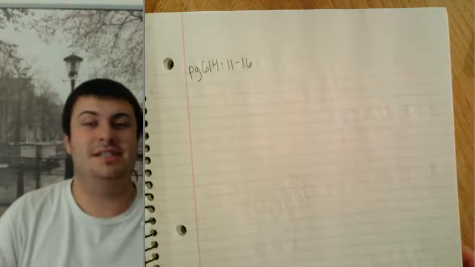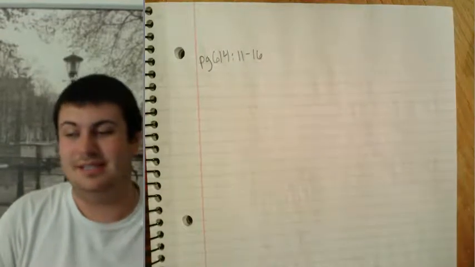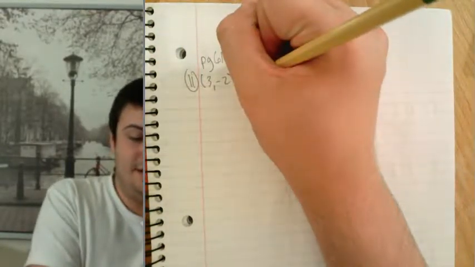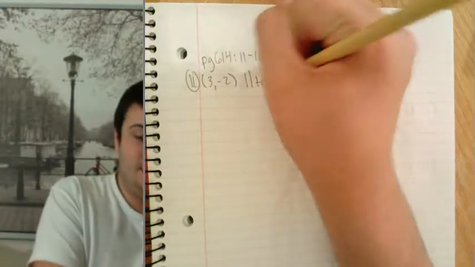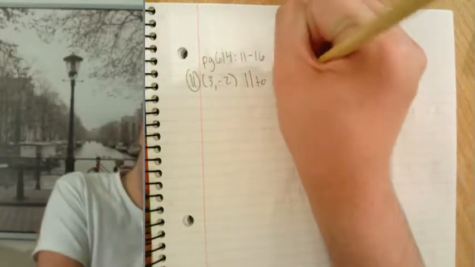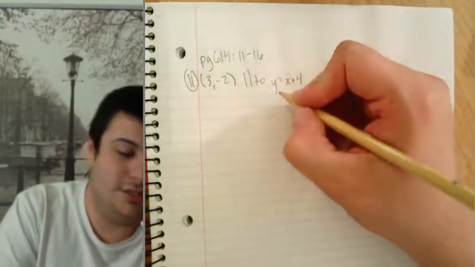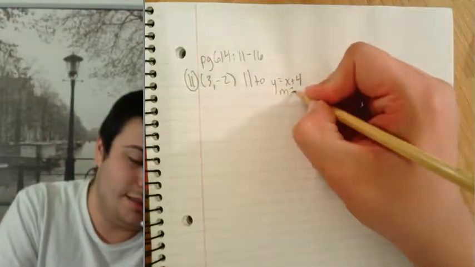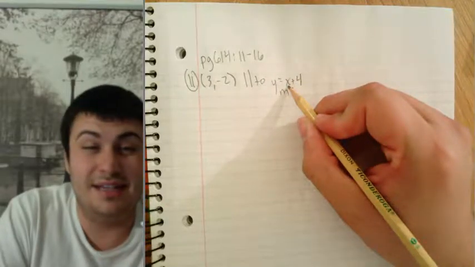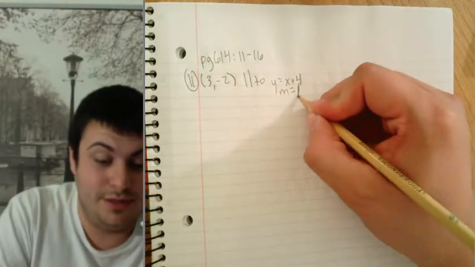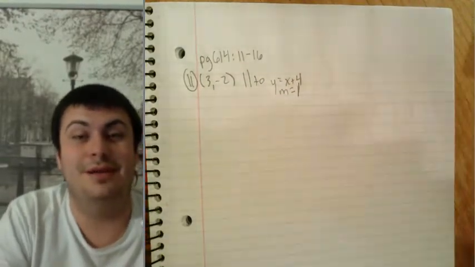Alright, let's look at our practice problems. We have page 614, numbers 11 through 16. We're going to have a point for number 11, (3, -2), and we're going to be parallel to y = x + 4. Now let's think, y = x + 4. What's our slope here? What's the coefficient of x? It's a hidden 1. We have a slope, we have a point. Have fun.